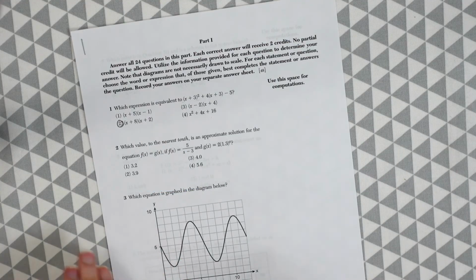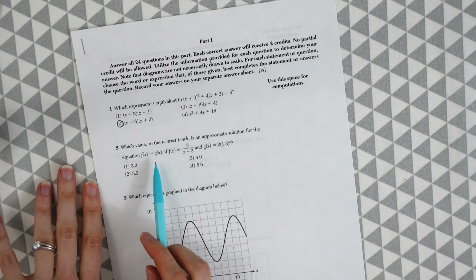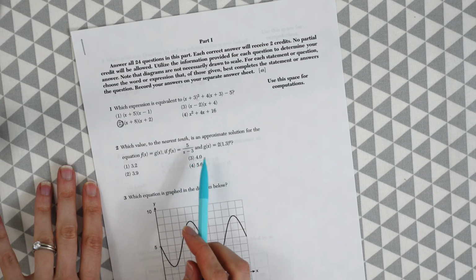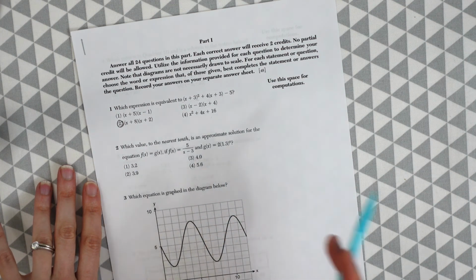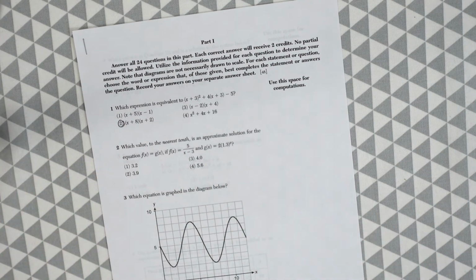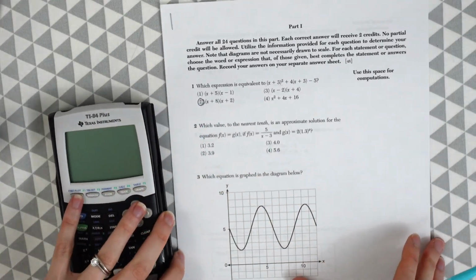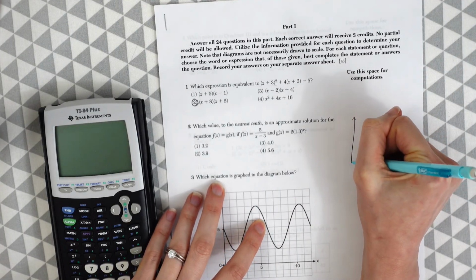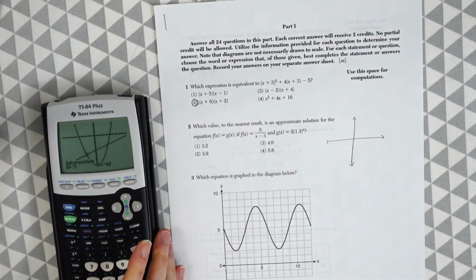Question number 2. Which value to the nearest tenth is an appropriate solution for the equation f(x) = g(x) if f(x) = 5/(x − 3) and g(x) = 2(1.3)^x? So I'm just going to use the calculator for this question. Since we're going over how to get the answer, I'm also going to graph it out on the side here, which you don't have to do on the test, but it will help us better see what's happening.